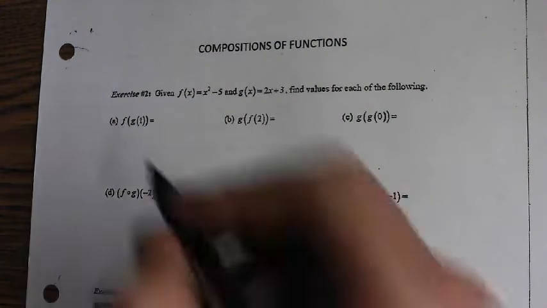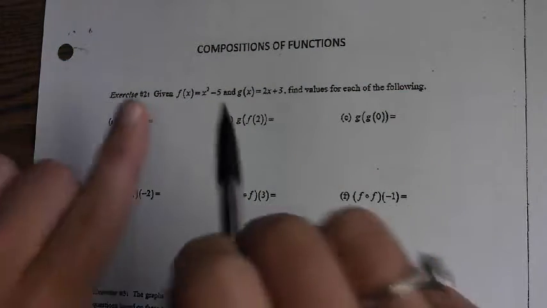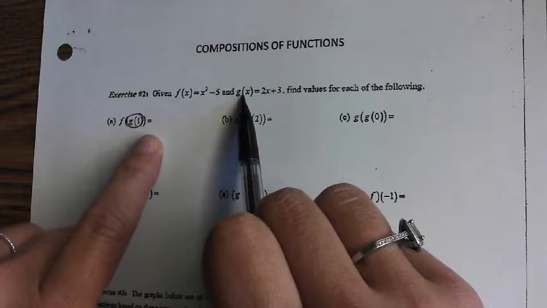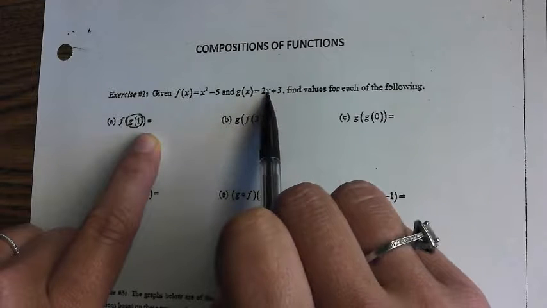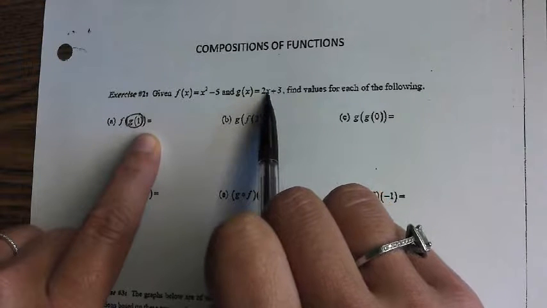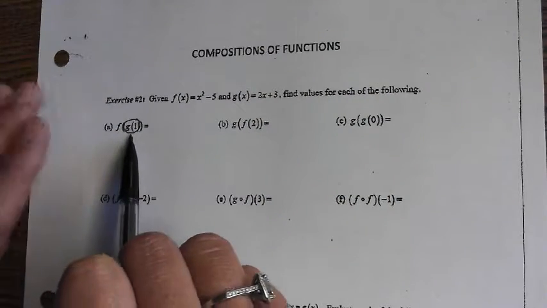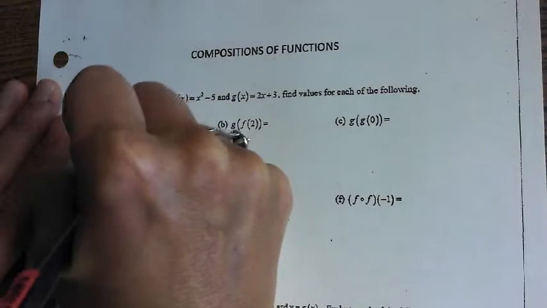And you work from the inside out, meaning we're going to do the G of 1 first. So if you look up here to the G function, because we're doing G of 1 first, and you plug in 1, you get 2 times 1, which is 2, plus 3, which leaves you 5. So G of 1 equals 5. So then we do F of 5.